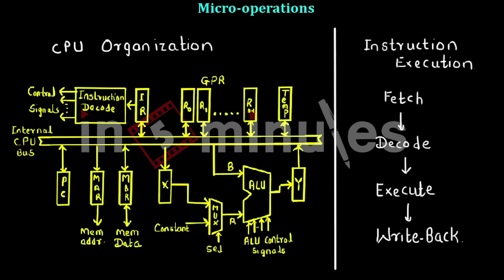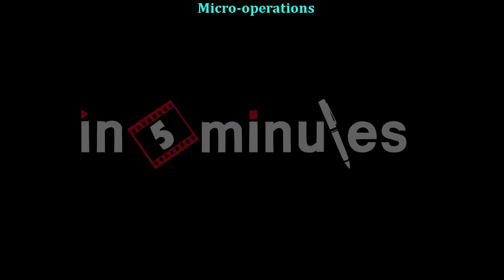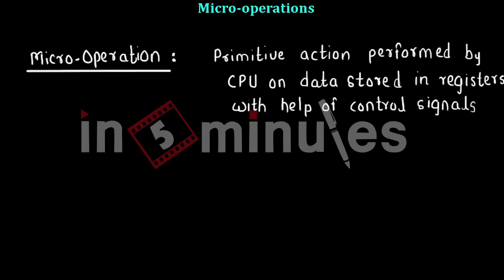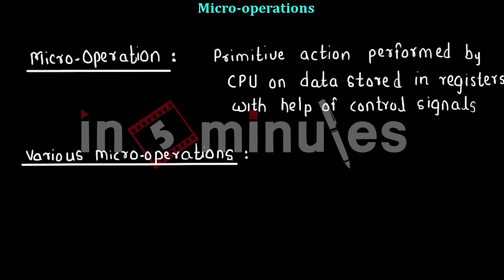So let's look at what are micro-operations. Micro-operation can be defined as the primitive action performed by the CPU on the data stored in the internal CPU registers with the help of control signals. So the primitive operations are performed on the registers, different registers in the CPU organization. These operations are referred to as micro operations.